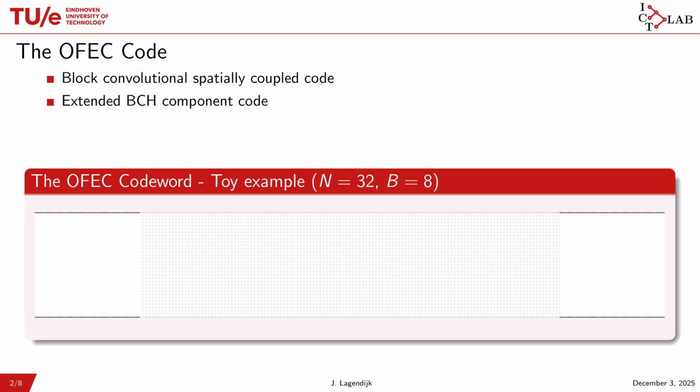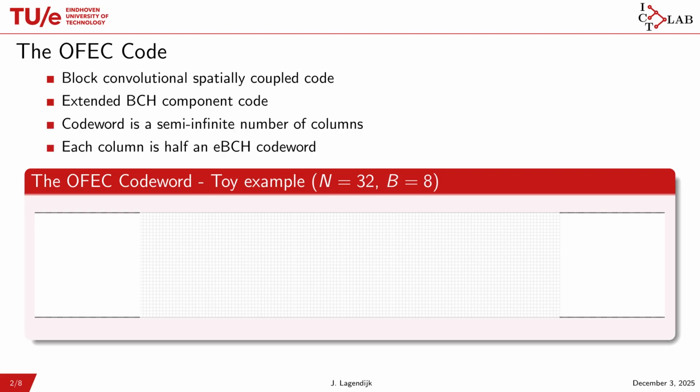The OFEC code is a block convolutional spatially coupled code, of the class of generalized product codes. It has the extended BCH code as the component code, similar to the most well-known product codes. Each code word in the OFEC code is a very long semi-infinite sequence of columns with block length n, where each column is half a code word, or half an extended BCH code word.